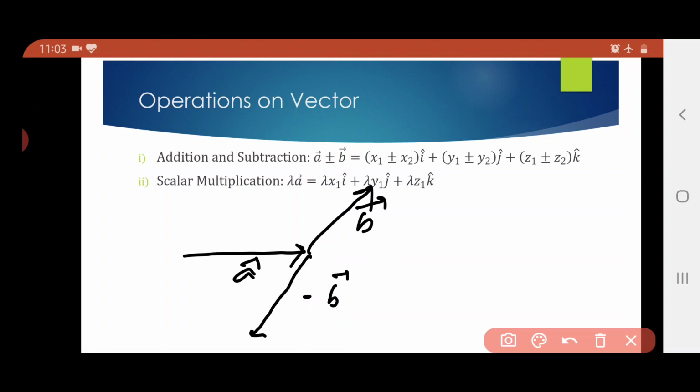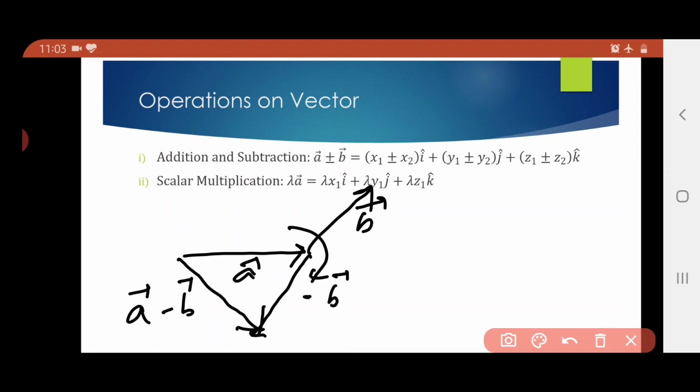Now obviously, what is the sense here? This is the direction of the vector. A is going this way and B is going the other way. Then the third vector taken in the opposite sense, like this side, this vector is actually representing the vector A minus B.